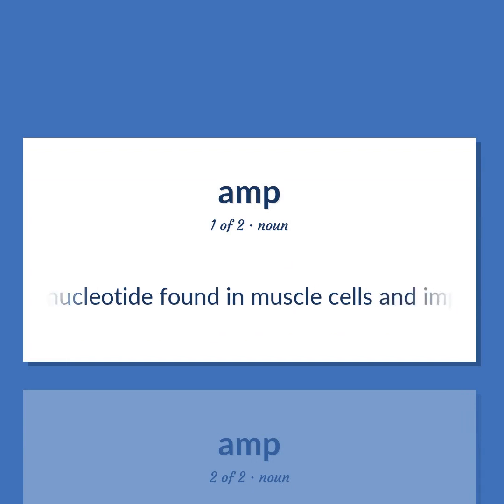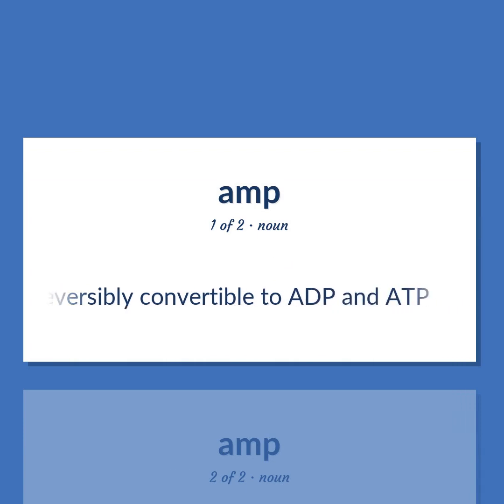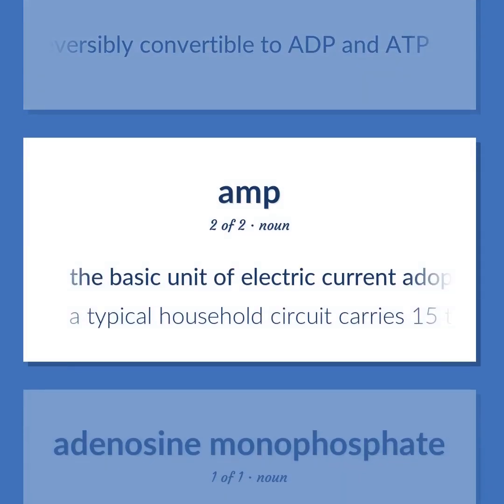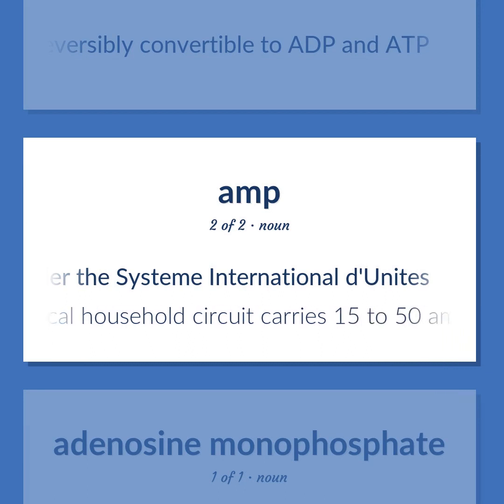A nucleotide found in muscle cells and important in metabolism, reversibly convertible to ADP and ATP. The basic unit of electric current adopted under the System International d'Unités. A typical household circuit carries 15 to 50 amps.